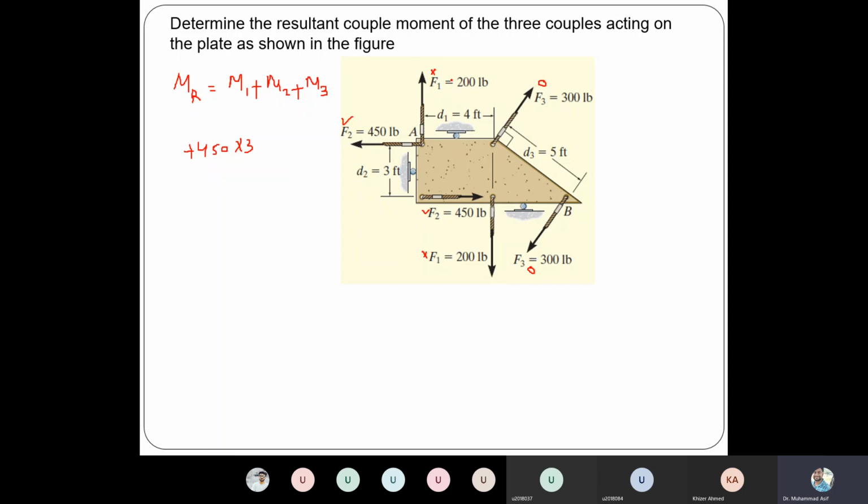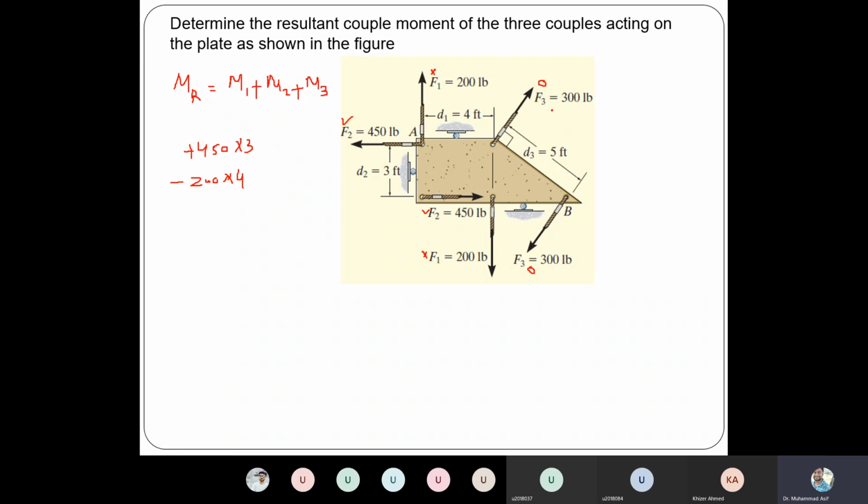And then let's see about F1. F1 is 200, and what's the perpendicular distance? 4. So that means 200 multiplied by 4, right? And let's see the third one. What about the direction of this? Direction is negative because that's clockwise, right?